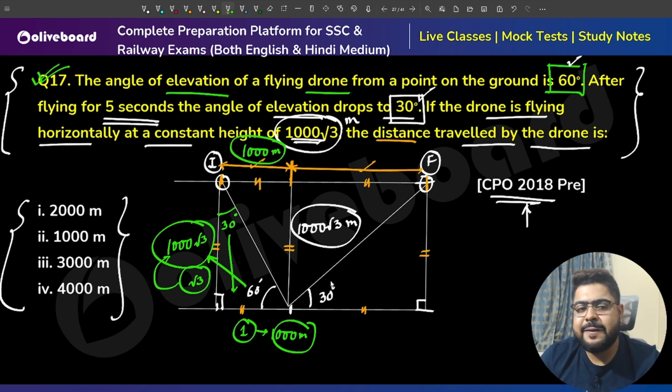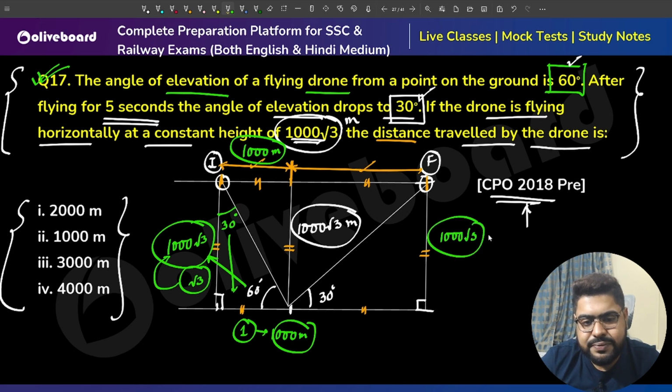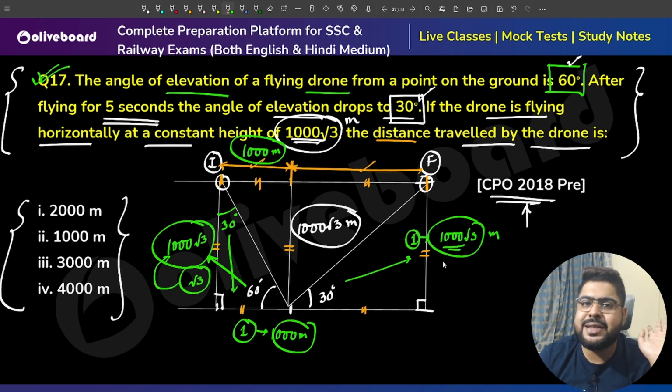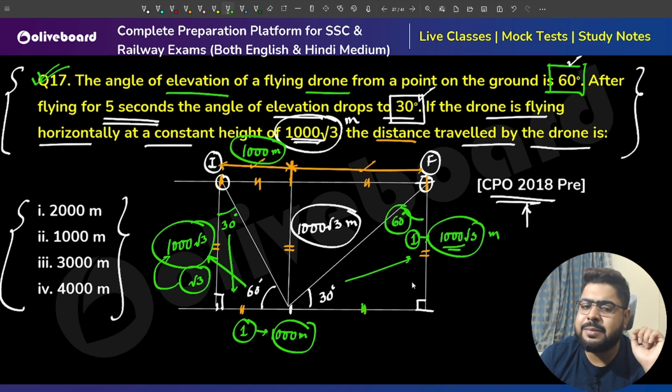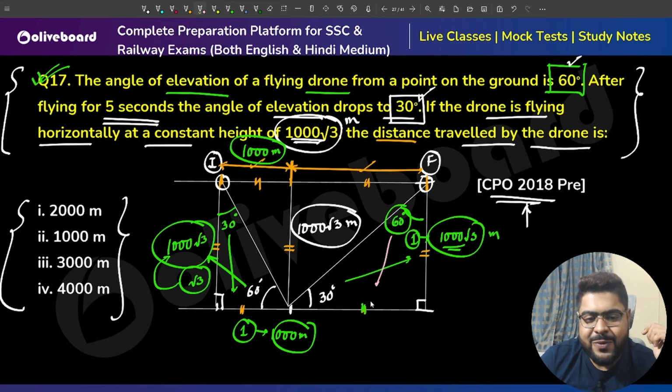Come to this side. Again, sir, this is equal to also 1000 root 3 meters. But this is, sir, again what? This is opposite to 30 degree, which is 1 unit. So 1 unit value is this. I need this value. So this must again be, with the same logic, 60, because again right angle triangle. So opposite to 60, sir, we get what?